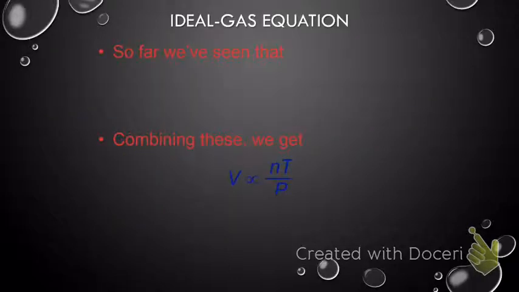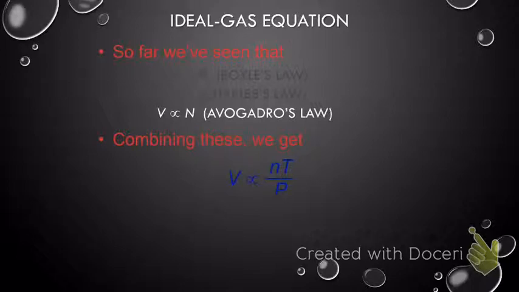So what does that mean? So far we've seen that the volume is proportional, and this is just to remind you in case you've forgotten, but this little alpha looking sign here means it's proportional. So the volume is proportional to 1 over P, because they're inversely proportional. We also know that according to Charles' law, volume is directly proportional to temperature. And from Avogadro's law, that volume is directly proportional to the number of molecules, which should be a lowercase n.